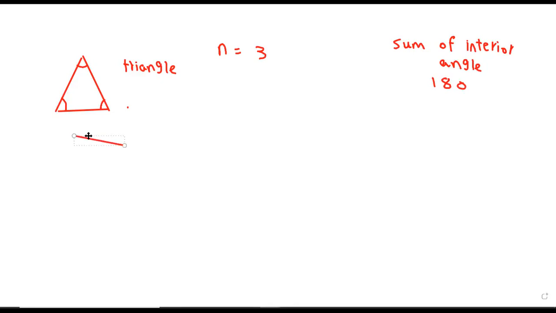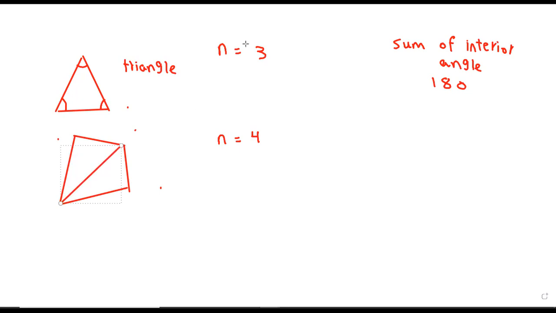Next, we have a quadrilateral. The quadrilateral is a polygon with 4 sides, as you see here. This shape is a quadrilateral. So what is n? What is the number of sides? N equals 4. What is the number of the triangles? I can split this quadrilateral into 2 triangles.